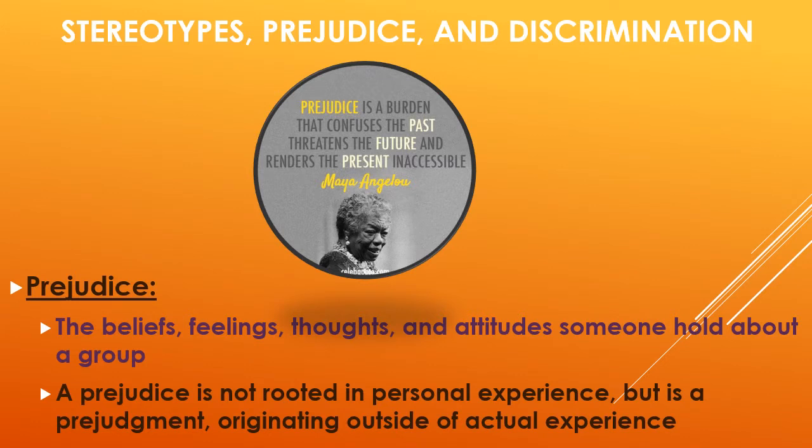Now, prejudice is defined as the beliefs, feelings, thoughts, and attitudes that someone holds about a group. Prejudices grow out of entrenched stereotypes. They're not rooted in personal experience, but represent prejudgments based on socially constructed narratives that have been promoted within society. So basically, stereotypes are oversimplified generalizations that over time become very prevalent in a society, and prejudice is when a certain individual internalizes those stereotypes.